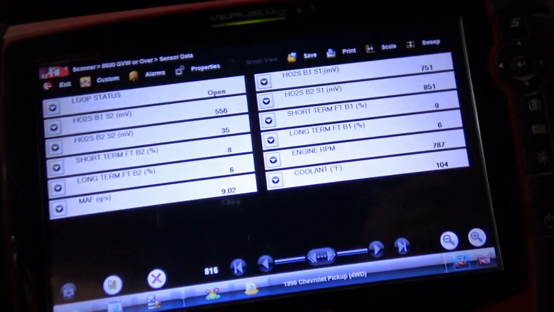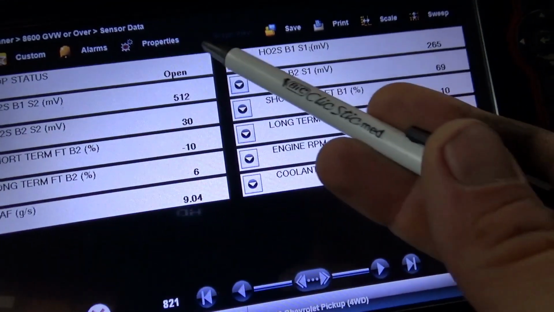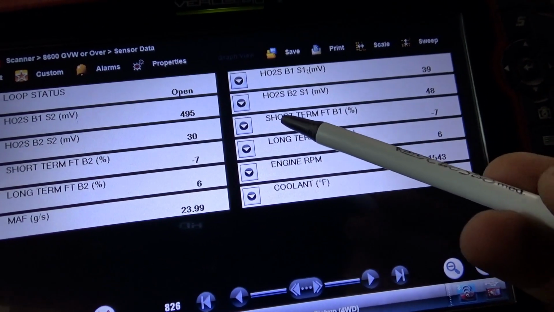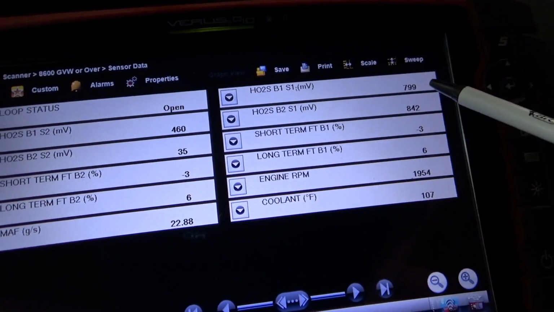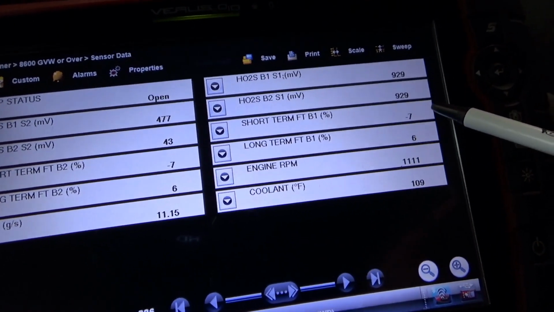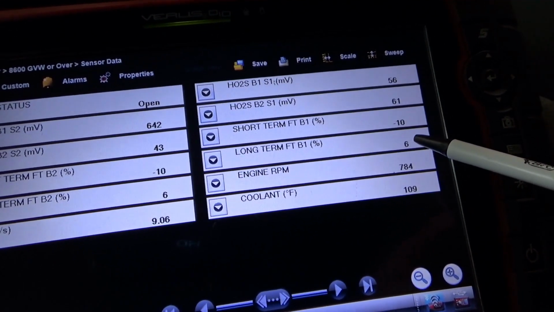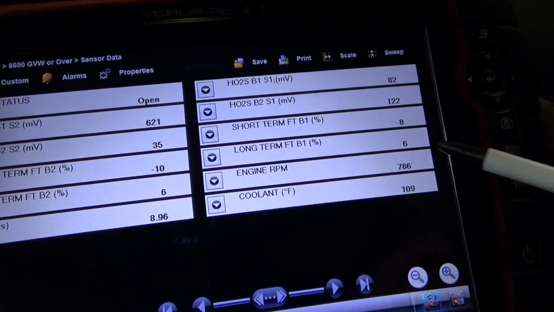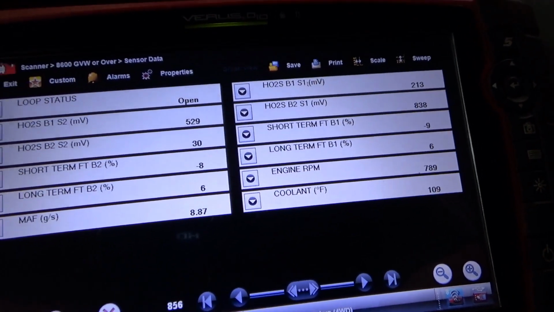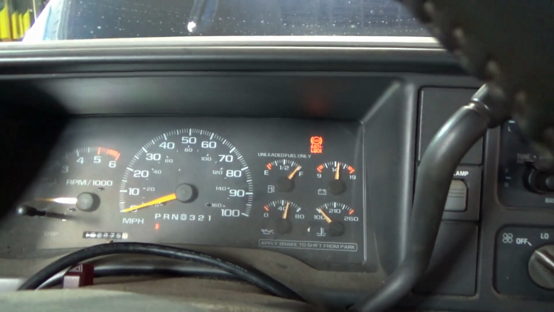All right, great news. This truck is definitely fixed. We're in closed loop. Well, it says open, but you can see the oxygen sensors are oscillating. Look at that. Short term minus 10, long term plus 6, so right around 0% total trims. Once we do the oil change, it's going to be beautiful. So, yeah, we'll take it on a spin. The guy's ABS light is on. We might leave that for bonus footage.